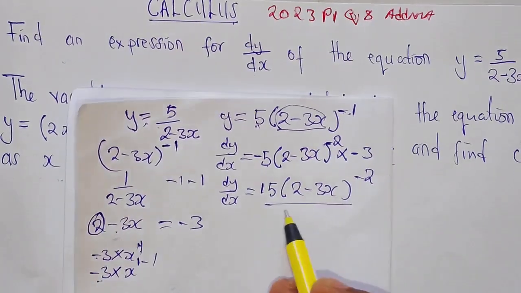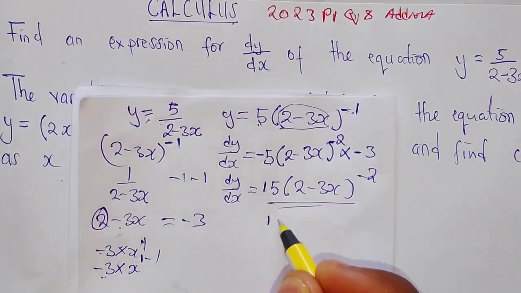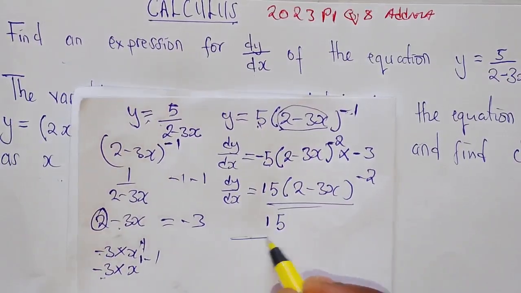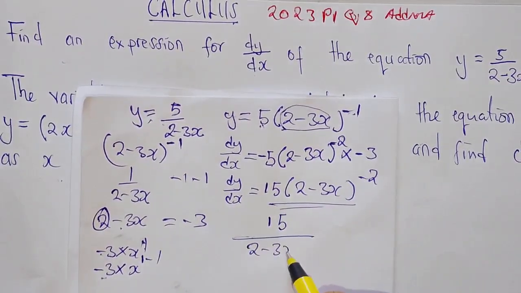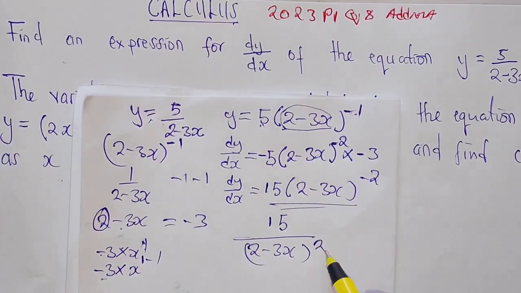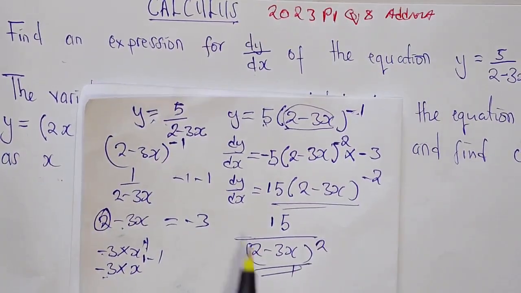This can also be rewritten as 15 over (2 minus 3x) squared. So this is the dy/dx of this equation, and this question carries 4 marks in an exam.